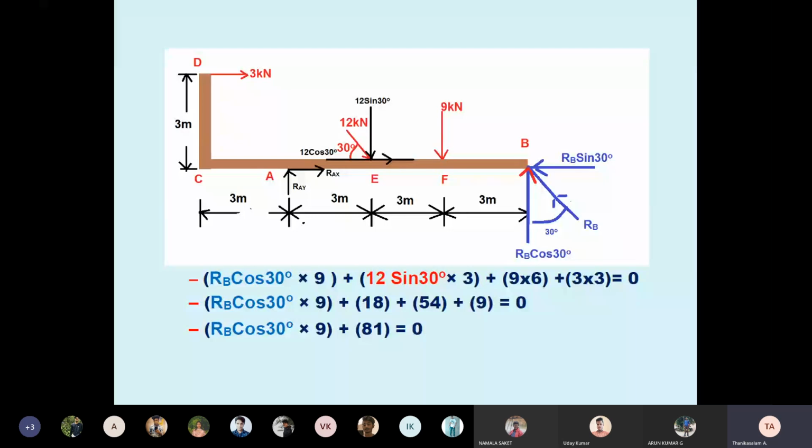See the diagram. RAY and RAX, sir. Then RB cos 30 degrees. See the diagram. RB sin 30 degrees, sir. Yes, RB sin 30. And then 12 cos 30.